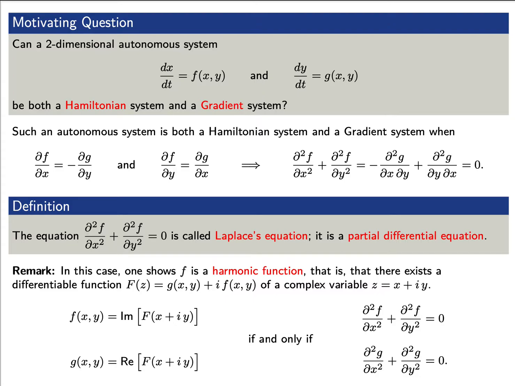Here's a motivating question. Can a two-dimensional autonomous system be both a Hamiltonian system and a gradient system? A Hamiltonian system means df/dx equals negative dg/dy, and the gradient system, as we just discussed, means df/dy equals dg/dx. This means the second partial of f with respect to x plus the second partial of f with respect to y equals 0. Such an equation is called Laplace's equation, and its solution f is called a harmonic function. Such an equation is an example of a partial differential equation.